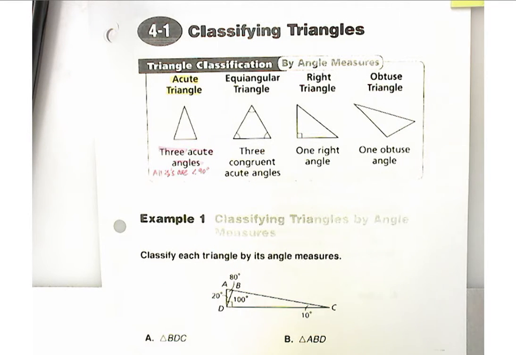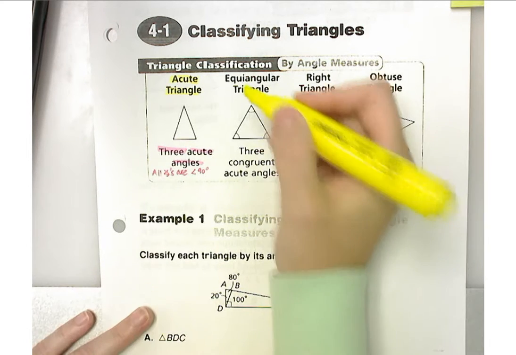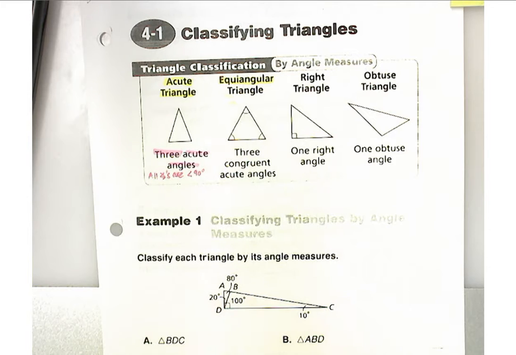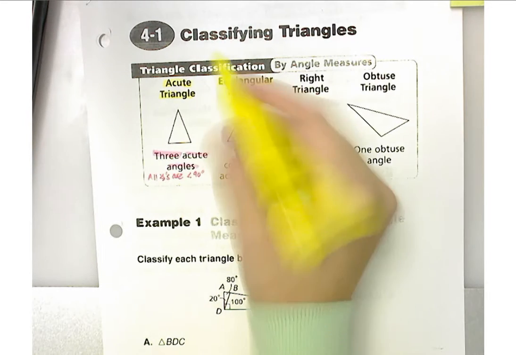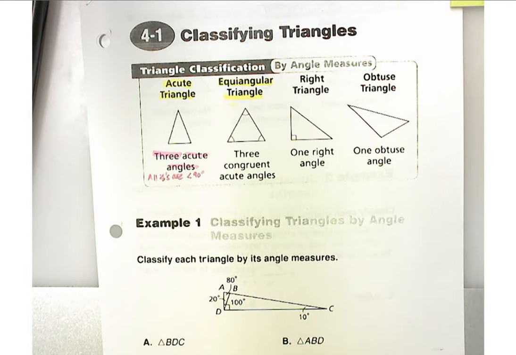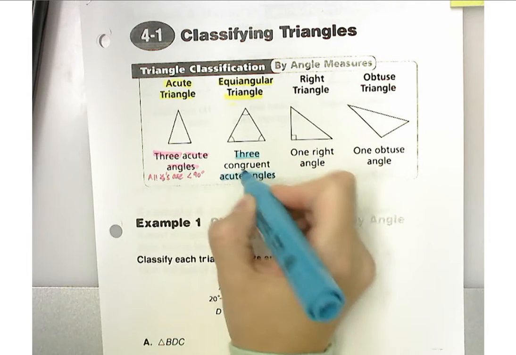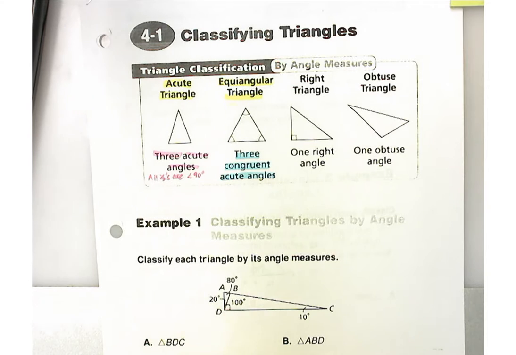Okay, the next type is called equiangular. Can you guys say that with me? 1, 2, 3, equiangular. Okay, so if you break apart that word, the first part, equi, kind of sounds like what? Equal. And here they tell you that you are going to have 3 congruent acute angles. So not only do you have 3 acute angles, they're also congruent. They're also the same.